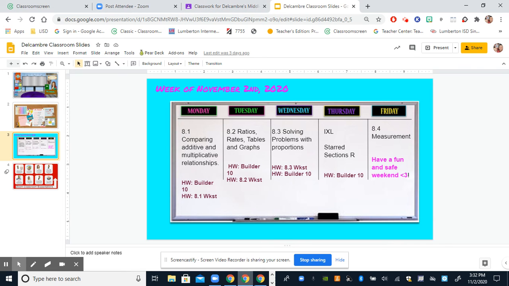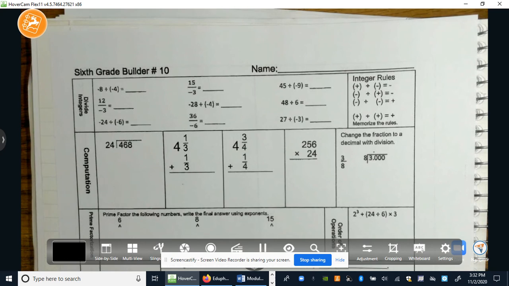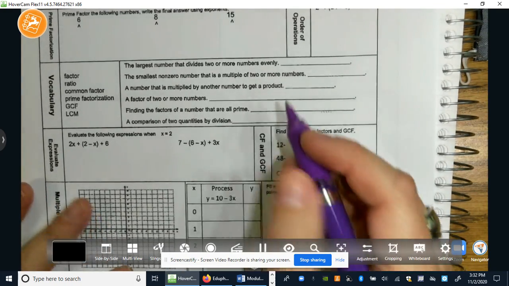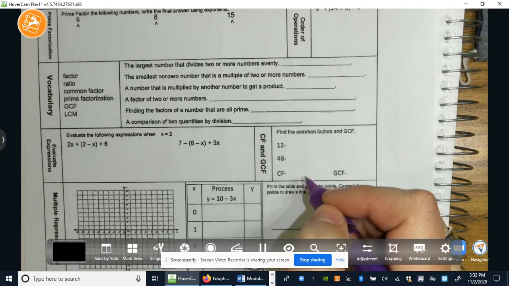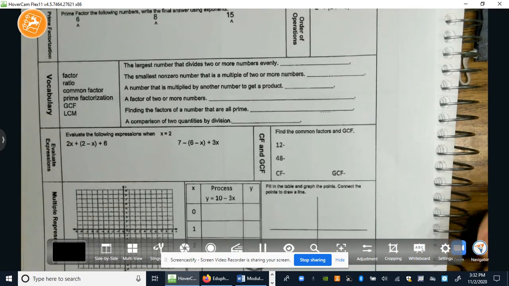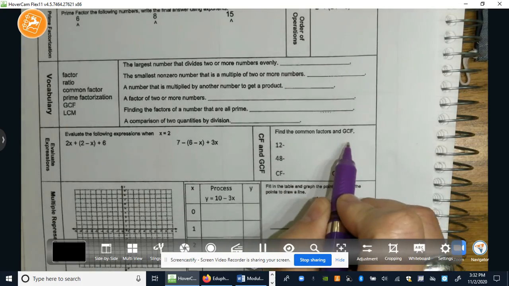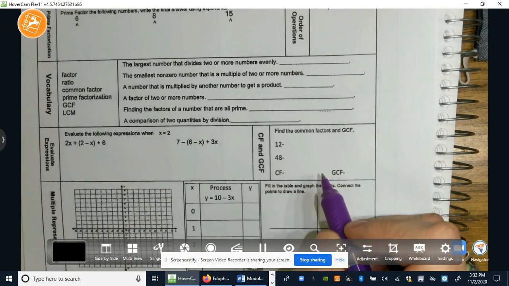Okay, so let's get to our builder. Builder 10 is our homework for this week. I want to go through 2 sections on Builder 10. The first part is this CF and GF. Remember last time you had an example of it. Now you have the question of how to do it. So find the common factors and greatest common factor of 12 and 48.